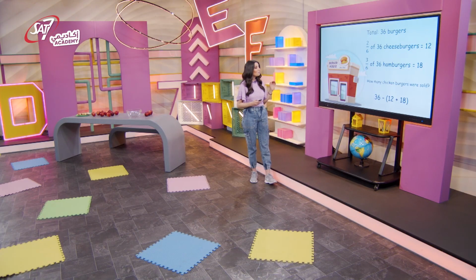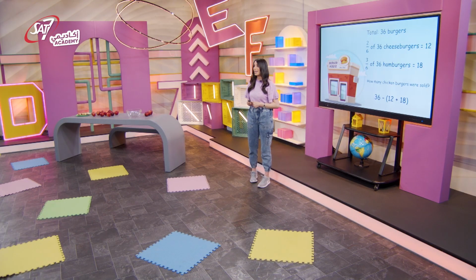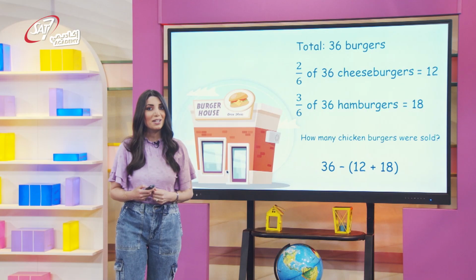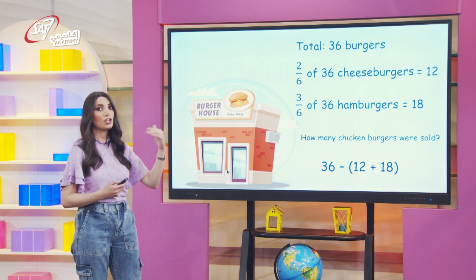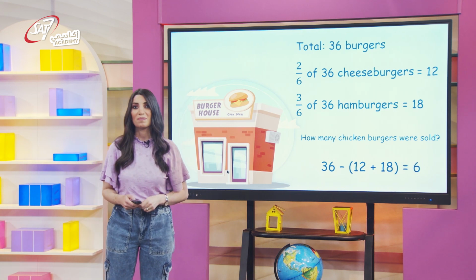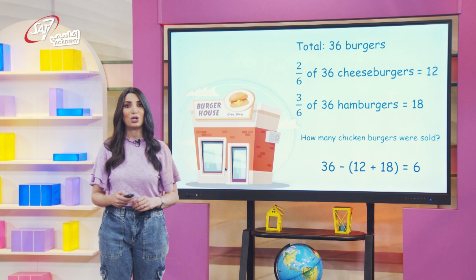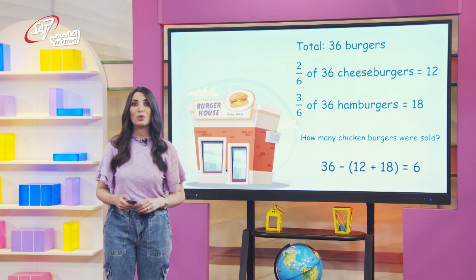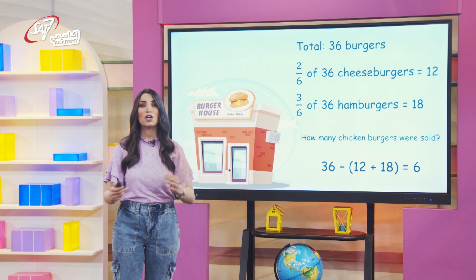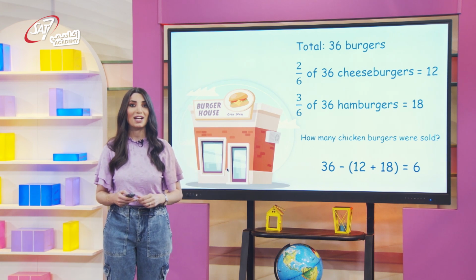So 36 minus 12 plus 18. 12 plus 18 equals 30. And 36 minus 30 equals 6. They sold 6 chicken burgers, 18 hamburgers, and 12 cheeseburgers. In total, 36 burgers were sold that day.